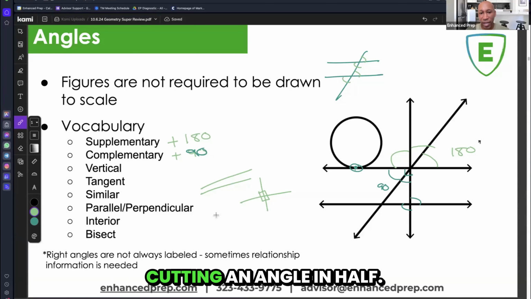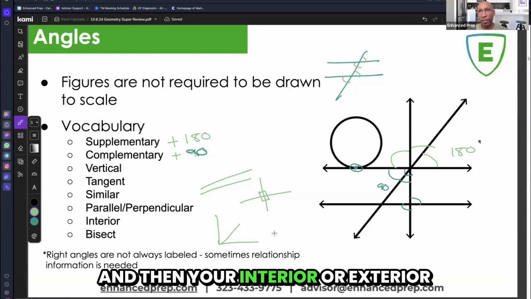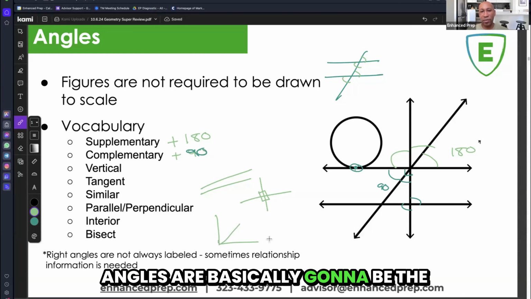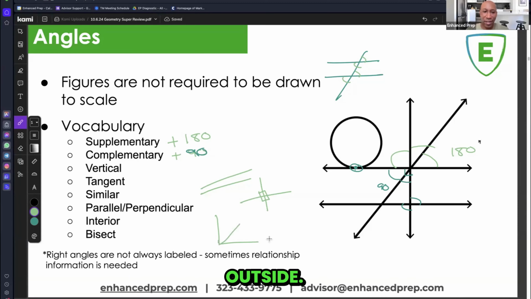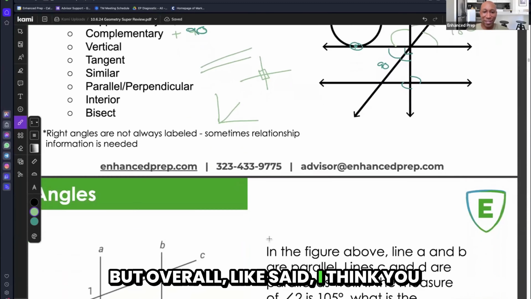Bisecting just means you're cutting an angle in half. And then your interior or exterior angles are basically going to be the ones that are inside compared to outside. But overall, like I said, I think you should be good on those.